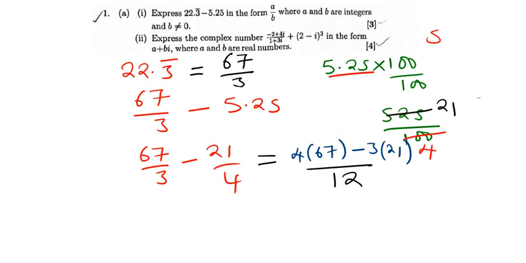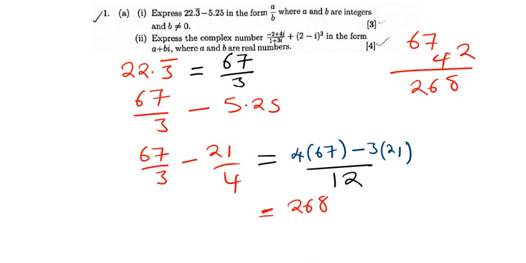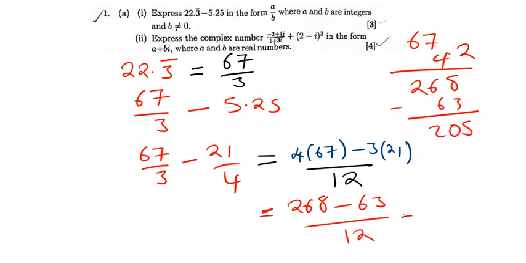Okay. So at this point now you're multiplying 67 by 4. 4 times 7 is 28. 4 times 6 is 24 plus 2, 26. So 268. 21 by 3 is 63. So 63 minus 268. That's going to be 8 minus 3 is 5, 0, 205. So I have 205 over 12.